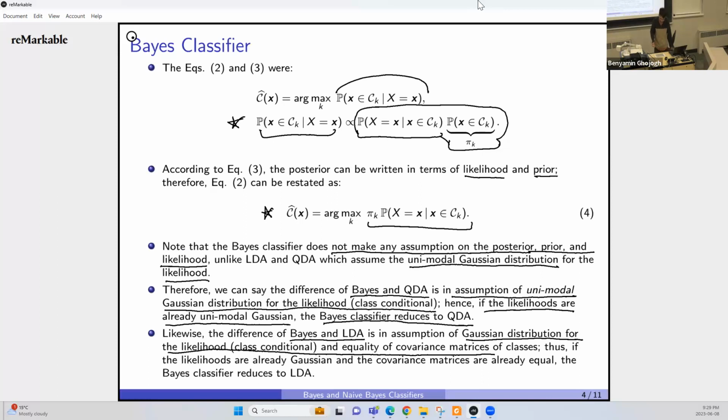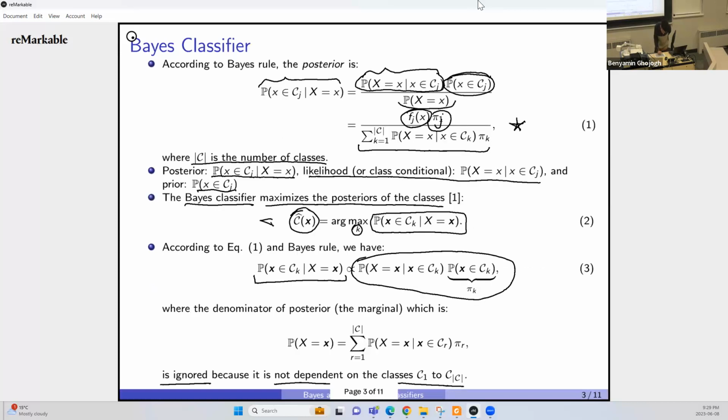Take a look at equation 2. What is this? This is Bayes classifier, right? It's maximizing the posterior. What is the goal of classification? Which class has the bigger posterior? When you're maximizing the posterior, nothing better than this exists. Okay. Therefore, Bayes classifier is an optimal classifier. Therefore, they also call it Bayes optimal classifier. Okay.